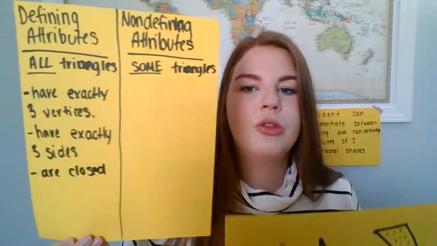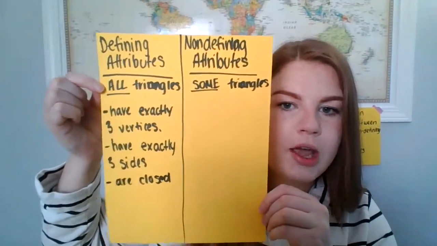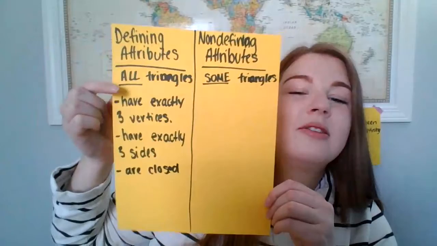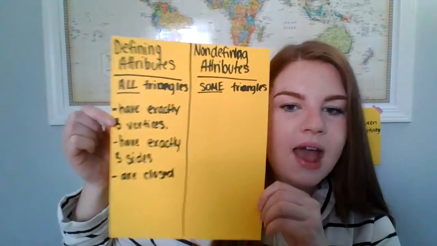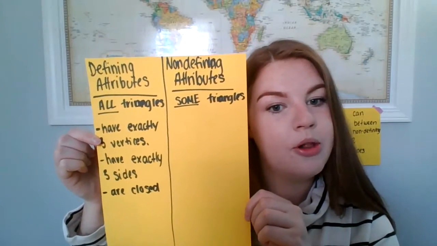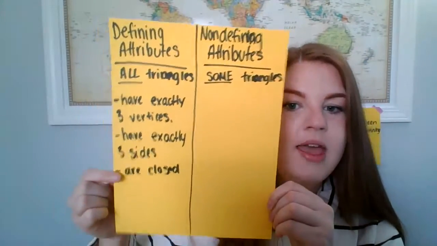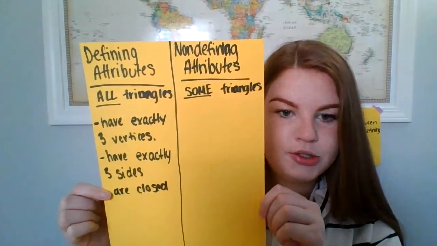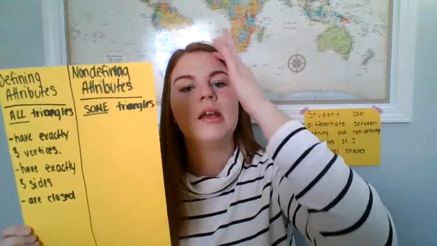All right, let's check it out. So these are the defining attributes of a triangle. All triangles, if it's a defining attribute, it means the triangle has to have it. All triangles have exactly 3 vertices, which remember are the corners or the points. They have exactly 3 sides and they are closed. Okay, so those are the things a triangle must have.